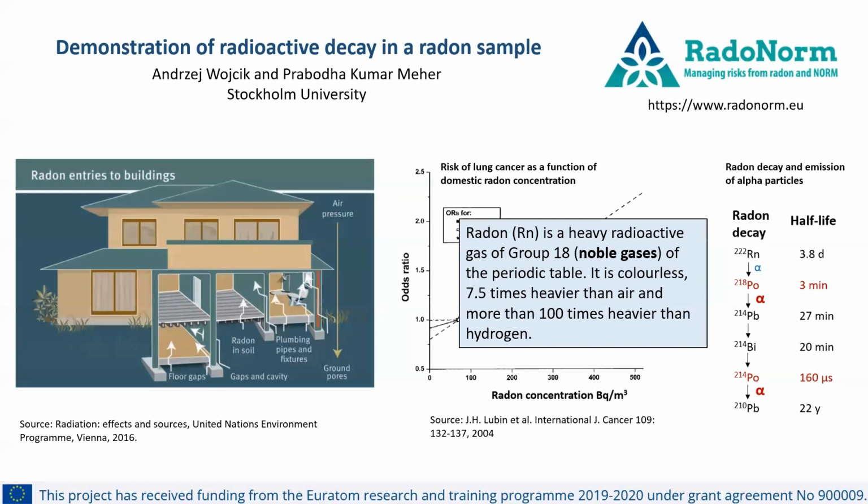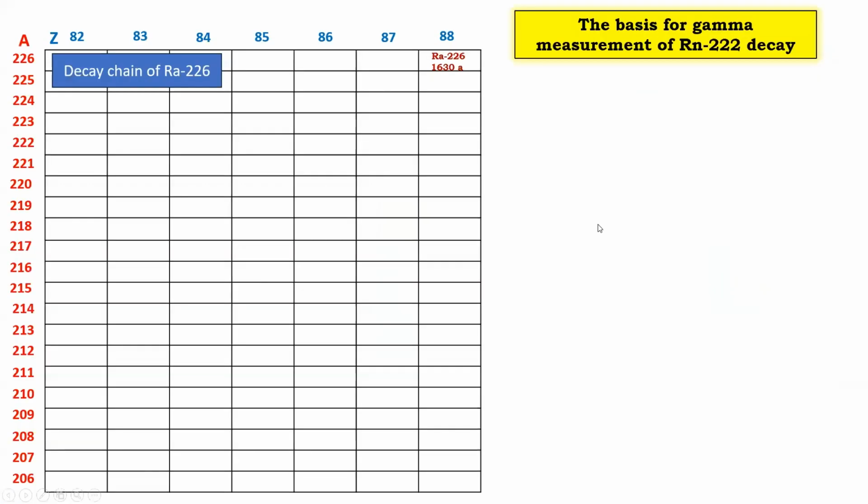Now, let us look more closely at how radon arises and disintegrates. We can draw a matrix for the decay chain of radium-226. Why radium-226? Because this is where radon originates from. In this matrix, on the x-axis we have the atomic number, and on the y-axis the mass number of the elements that we will look at in this demonstration. We start with radium-226, which has a half-life of 1,630 years. It decays by emitting alpha and gamma radiation into radon-222. And this is what we are interested in.